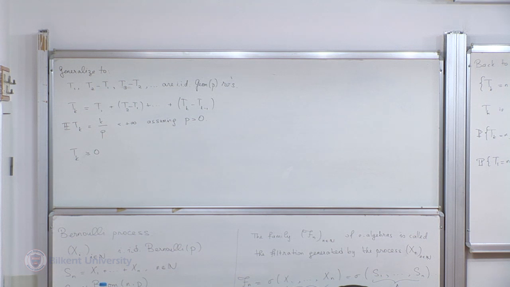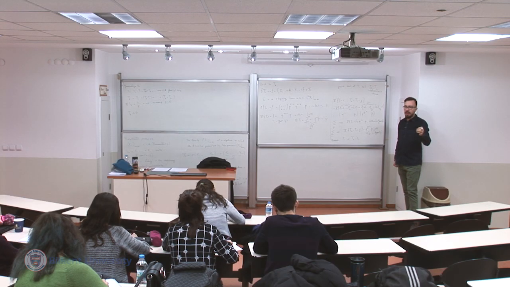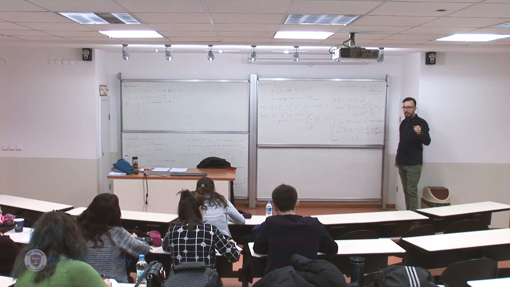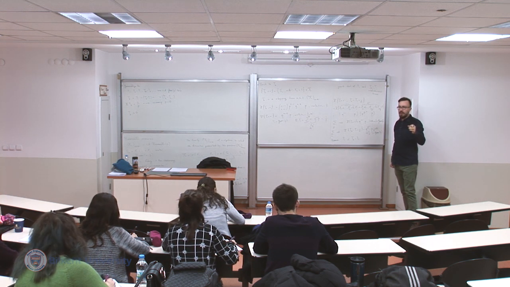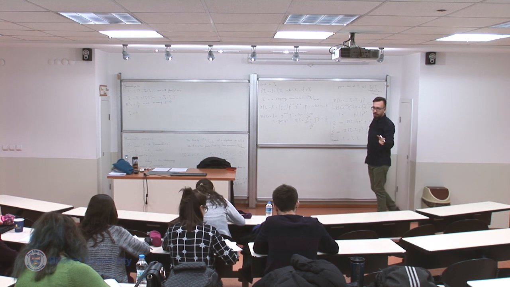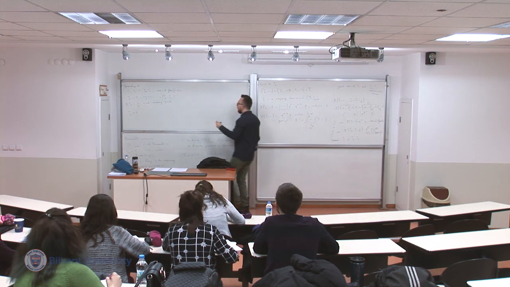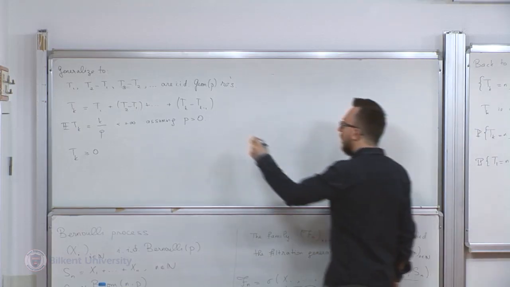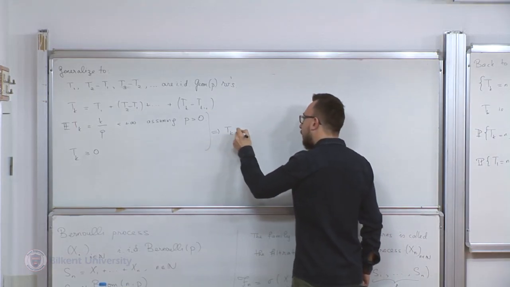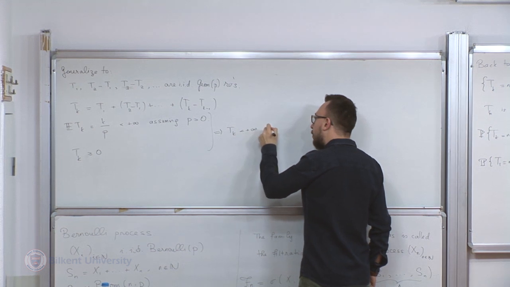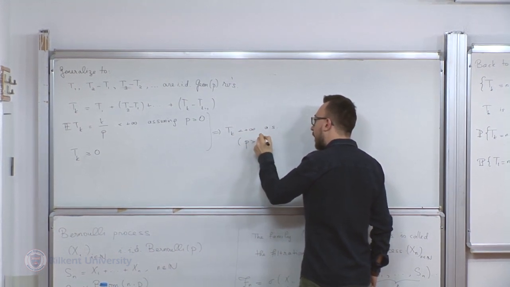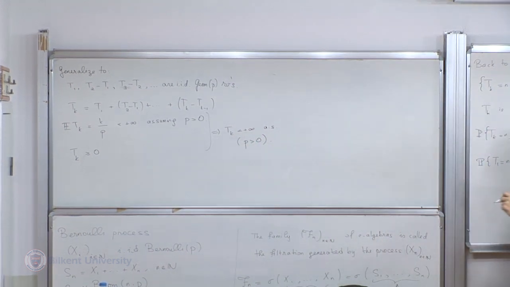What can you say about this random variable? So you have a positive random variable with finite expectation. What can you say about that? Can it be plus infinity? Can this random variable take plus infinity? With 0 probability, right? So we can say that Tk is finite almost surely for p strictly positive. Tk is finite almost surely.